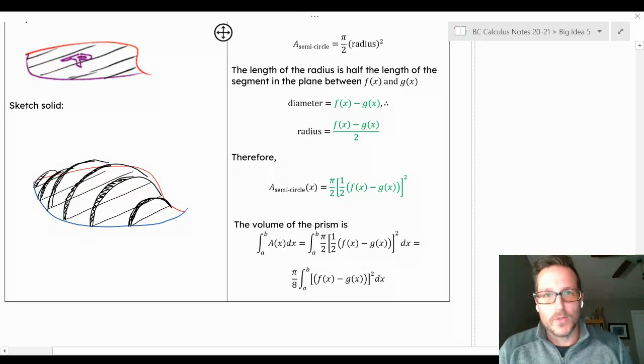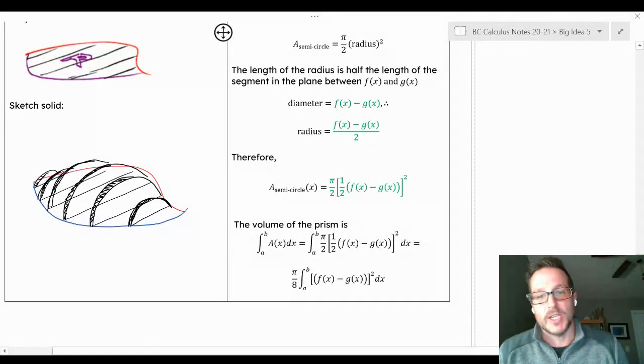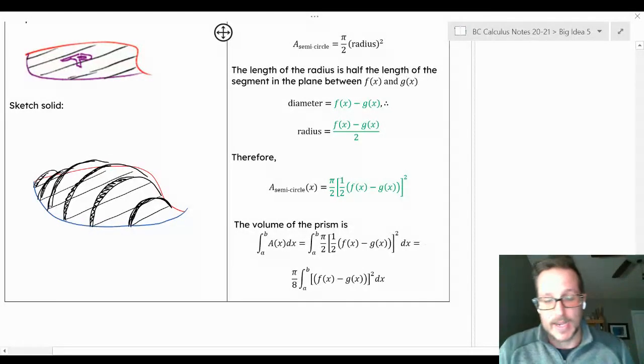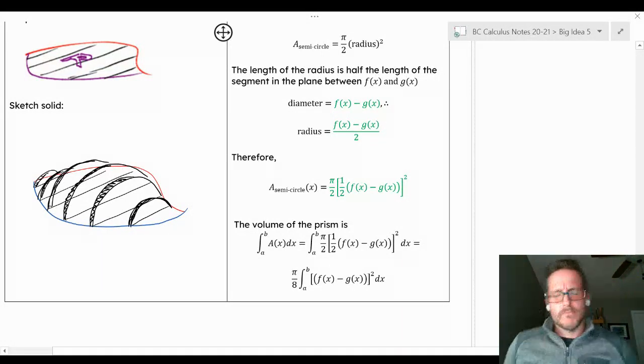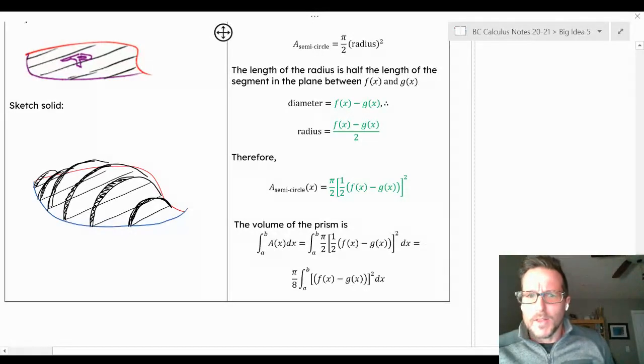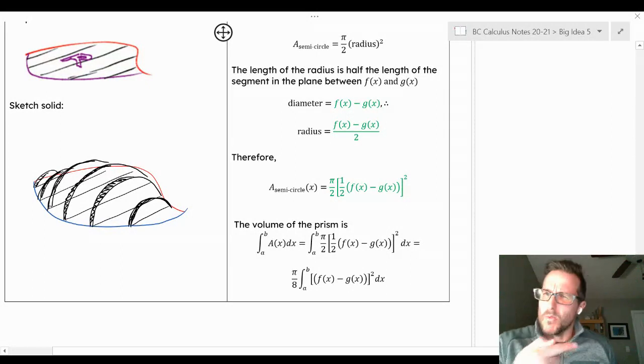the integral from A to B, which is 0 to the intersection, of the quantity F minus G squared with respect to X, and then that constant out there on the front is what we pulled out. So there we go. Wait a second. In part 1, we did a rectangle there, and we still had that F minus G quantity squared, but there was a 1/2 out front.